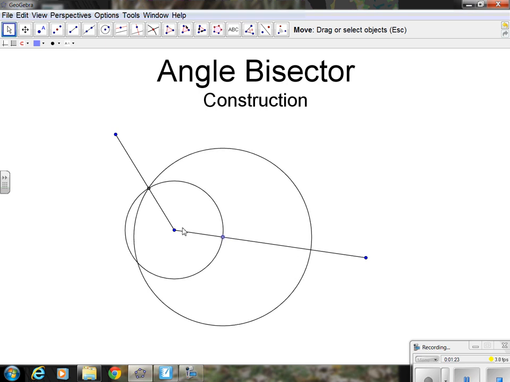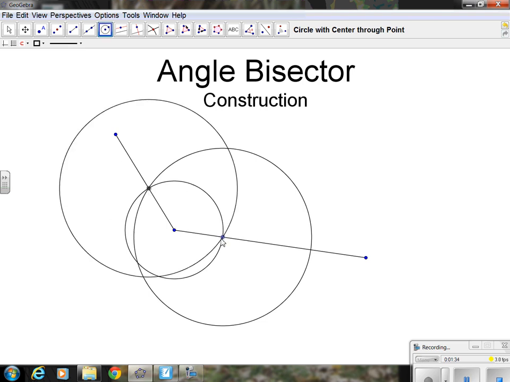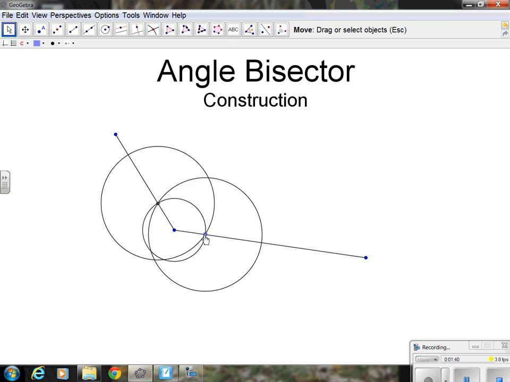Now I'm going to do the same thing going the other way from this point. So I centered a circle here through that point, and I'm going to set a circle here through this point. And once again, I can check to make sure that my circles are moving together.